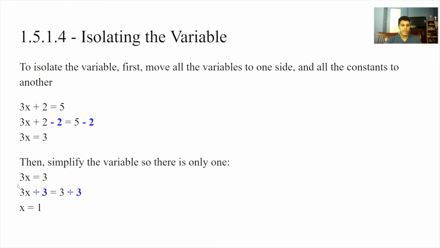So here I have 3x equals 3. What 3x means is 3 times x. So in order to get rid of that 3 in the 3 times x, I need to divide by 3, right? So let me write this up for you.